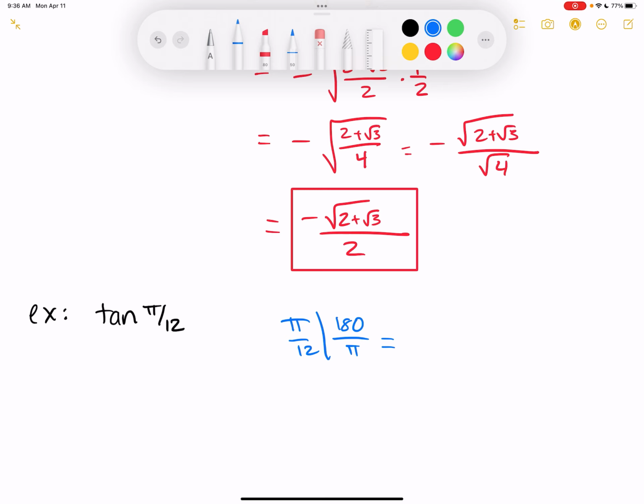So what does that give me in degrees? Wait, are we dividing? Well, the pi's are going to cancel, so I need 180 divided by 12. Yes, 15 degrees.